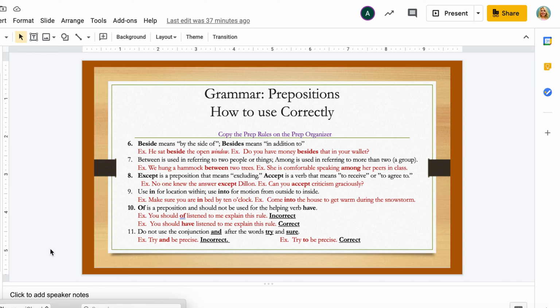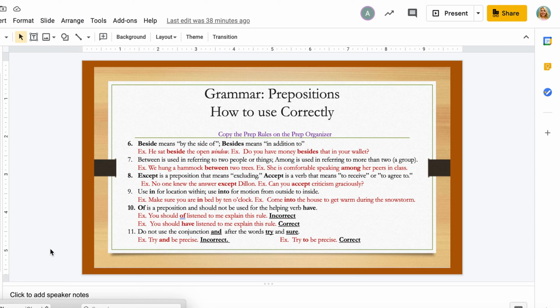Between is another word that gives people a lot of confusion. Between and among. Between only refers to two people or two things. It never refers to more than two. The word among is always to be used when you are referring to more than two, such as a large group. If I were to say, between you and me, we have a long road ahead of us.